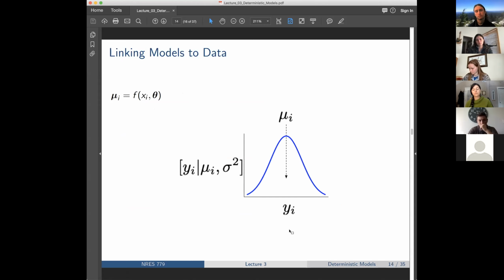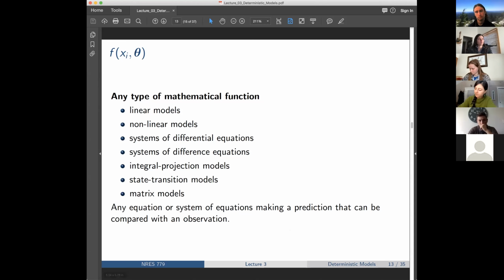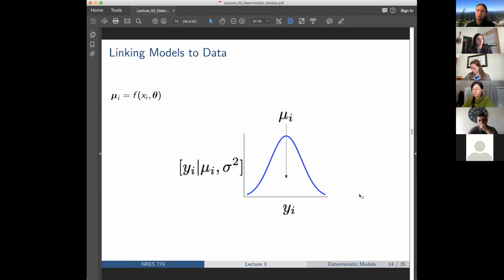All right, so how do we talk about functions now, this f of x and theta, where x are covariates and theta are the parameters that describe what the model looks like exactly, and that we want to estimate. How do we actually combine that with our data? And the way we're going to do that is with these probability distributions.